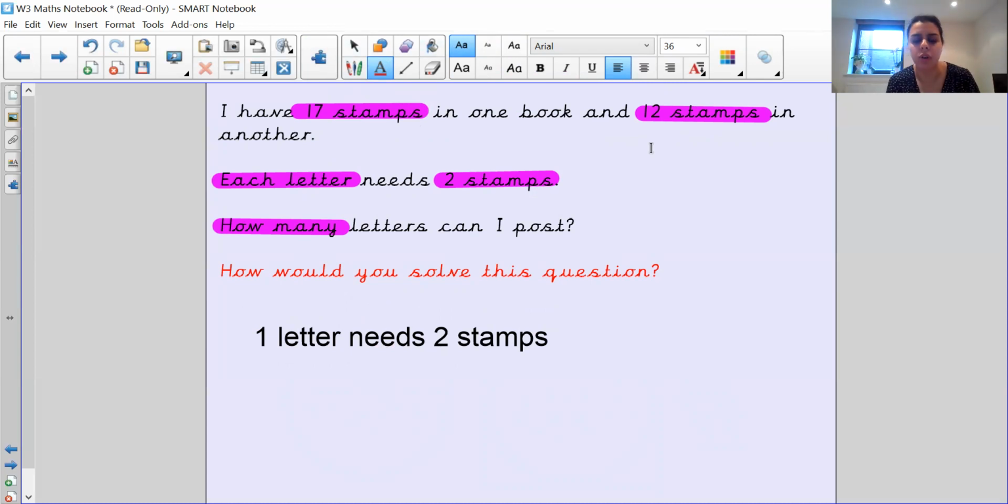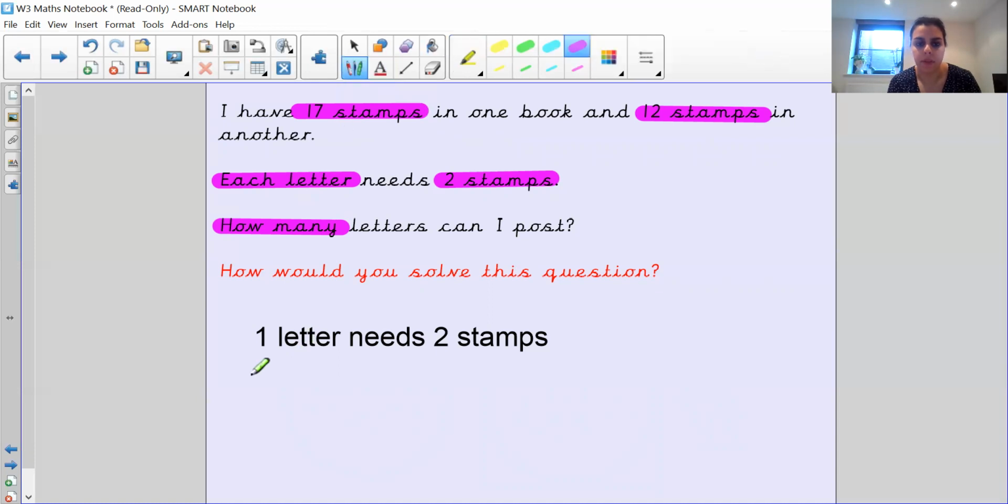Can you write on your whiteboard or your scrap piece of paper, if you pause the video now, can you please write down what number sentence I'm going to do to work out how many stamps I've got all together, and then try and work out your answer. Pause the video now to try that. Okay, hopefully you've written your answer for how many stamps I've got all together. I'm going to try it down here and see if we've got the same answer.